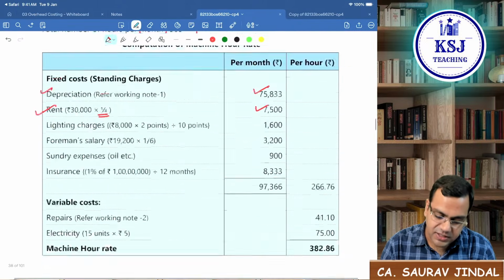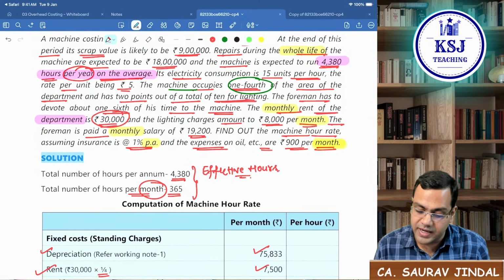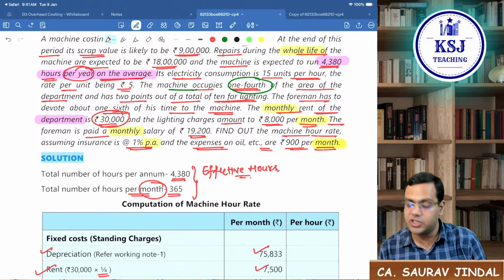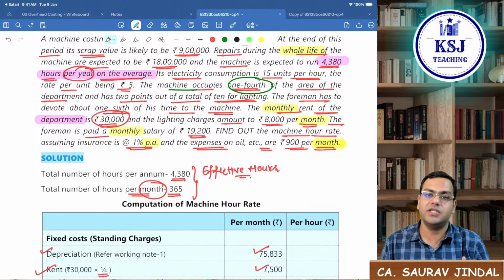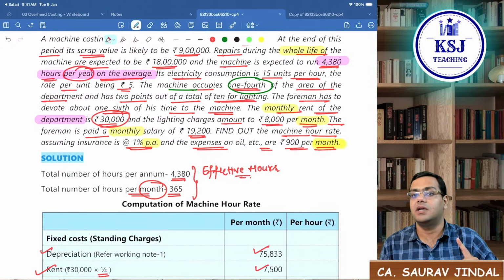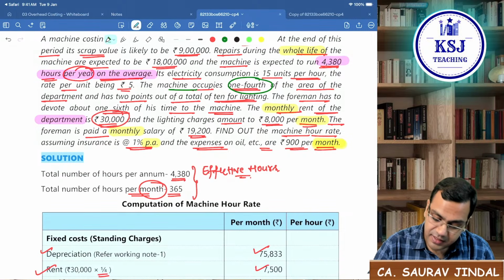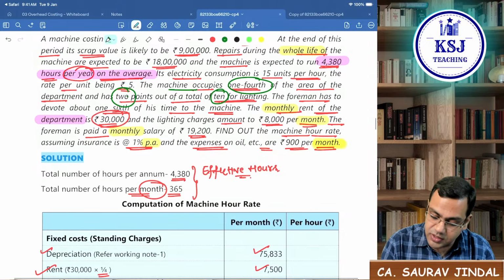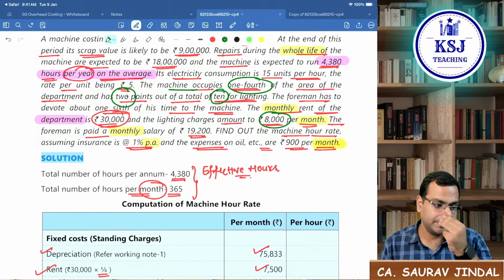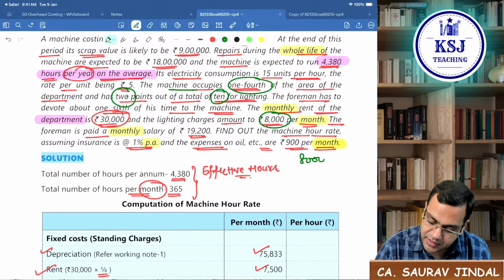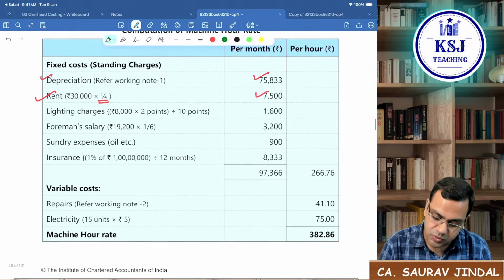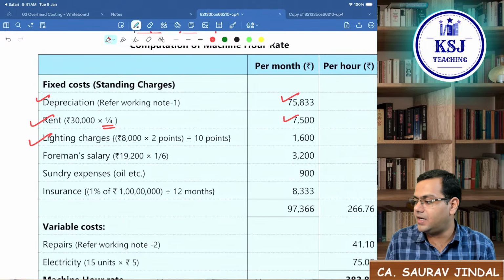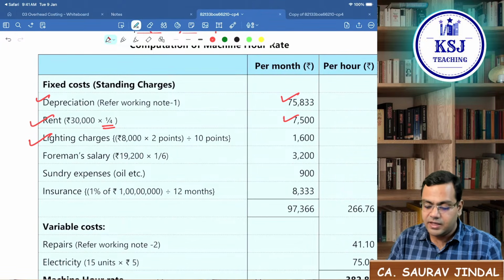So this is what they have done. Rent is 1/4 of 30,000. Clear? Lighting charges. What is the lighting charges given? Amount to 8,000 per month. Now, is the whole of this 8,000 for this particular machine? No. The lighting charges are dependent upon the light points. So what is given? That there are total 10 light points. Out of that, for this machine, it is 2. So this 8,000 is for 10 light points. So for 2, how will you calculate? That is 8,000 divided by 10 into 2. This is what is done here for the lighting charges, right? 8,000 into 2 divided by 10. This will give you the lighting charges.